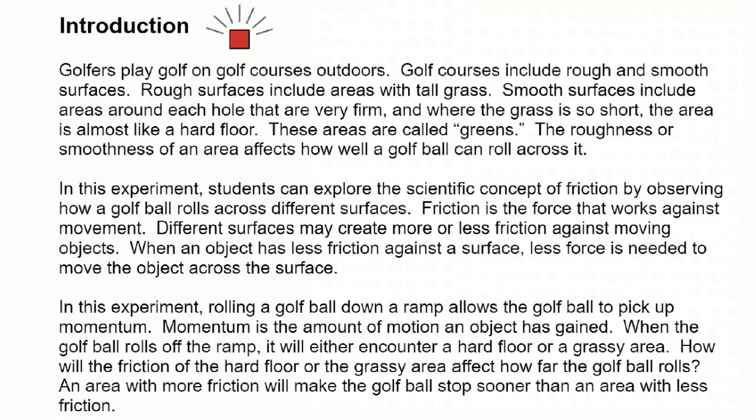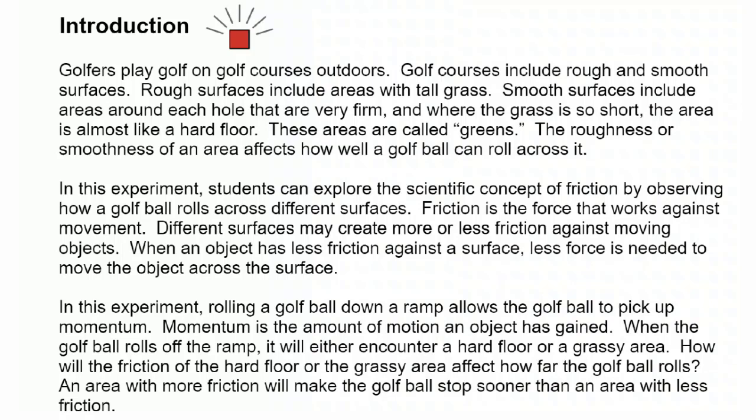In this experiment, we're going to explore the scientific concept of friction by observing how a golf ball rolls across different surfaces. Friction is the force that works against movement. Different surfaces may create more or less friction against moving objects. When an object has less friction against the surface, less force is needed to move the object across the surface.